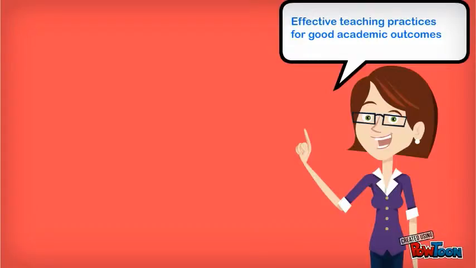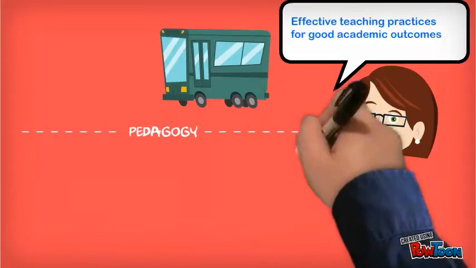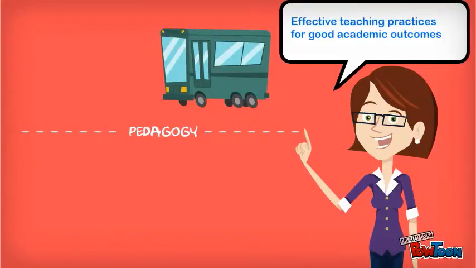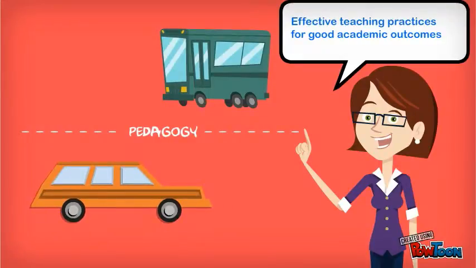Effective teaching practices for good academic outcomes. Pedagogy is a two-way street. It can be defined as not only the what and how students learn, but also focusing on teachers as learners and how a focus on your own teaching practices can improve student outcomes.